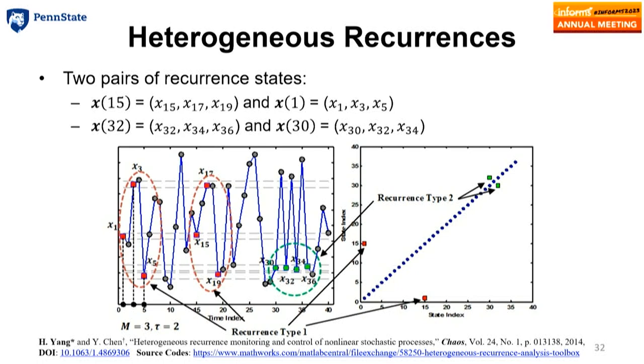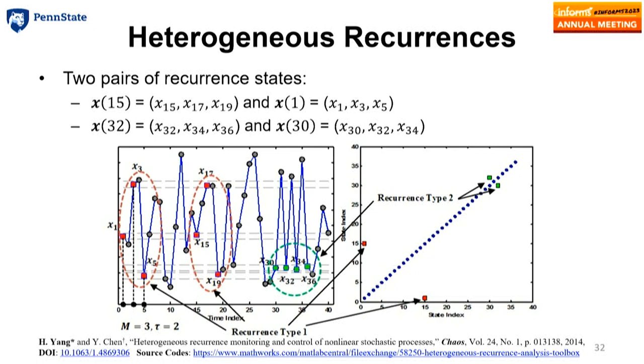So for example here, we have two pairs of recurrent states. From 15, 17, 19, they recur at 1, 3, and 5. So one state X has 3 values. We have 3 dimensions. This is a recurrence. But this recurrence is very different from 32, 34, and 36, and then 30, 32, 34. So they are different recurrence types, type 1 or type 2. How do we capture these different types of recurrence?